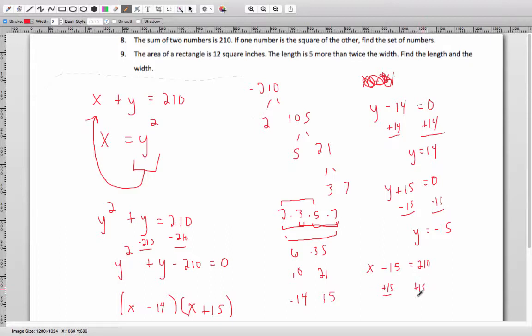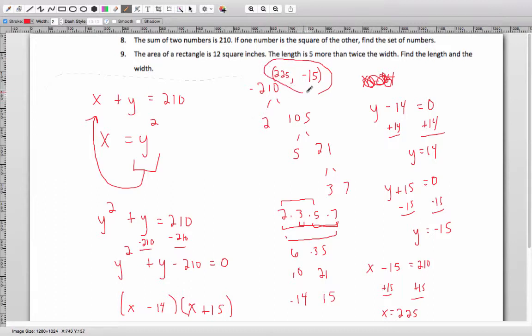And then add those. Solve. Add 15 on both sides. x equals 210 plus 15 is, what's that? 225. And over here, same deal. So one set of solutions would be negative 15 and 225. x is your 225. So 225 and negative 15.